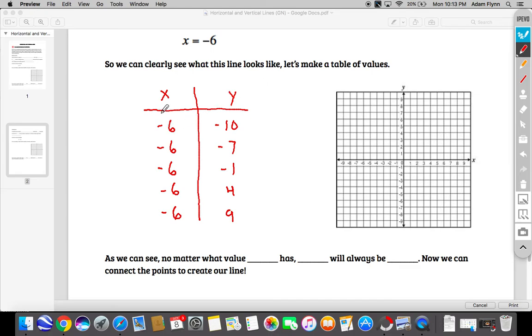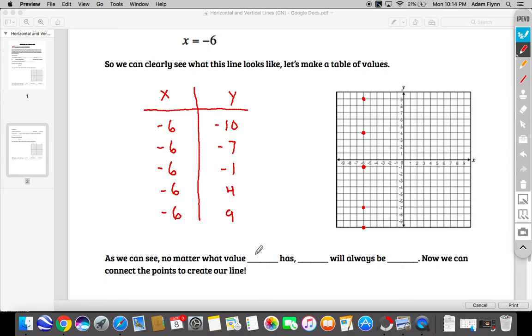So for my first ordered pair, I've got -6, -10. So I'll go over to -6, and I'll go down to -10. For my next one, I'll go over to -6, and I'll go down to -7. Next one, I'll go over to -6, down to -1. For my fourth ordered pair here, I'll go to -6, and I'll go up 4. For my last point in my table of values, I'll go over to -6, and I'll go up 9.